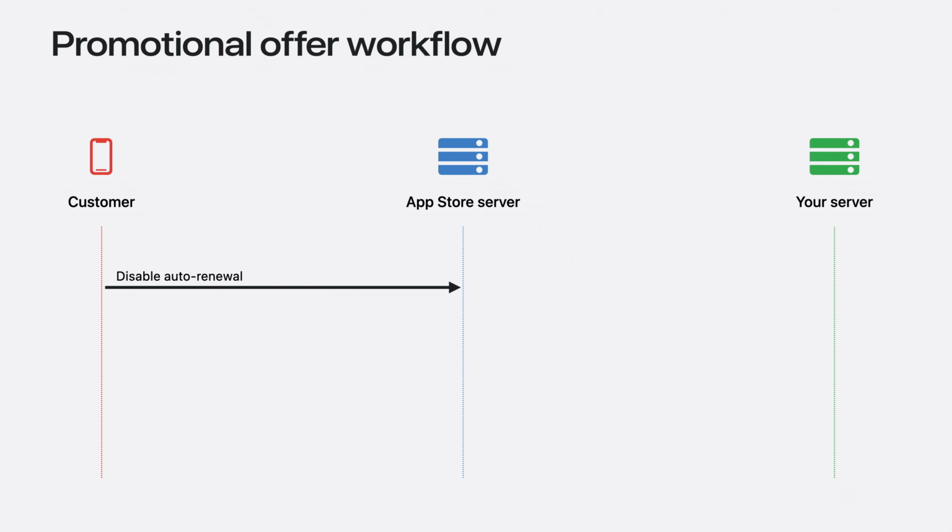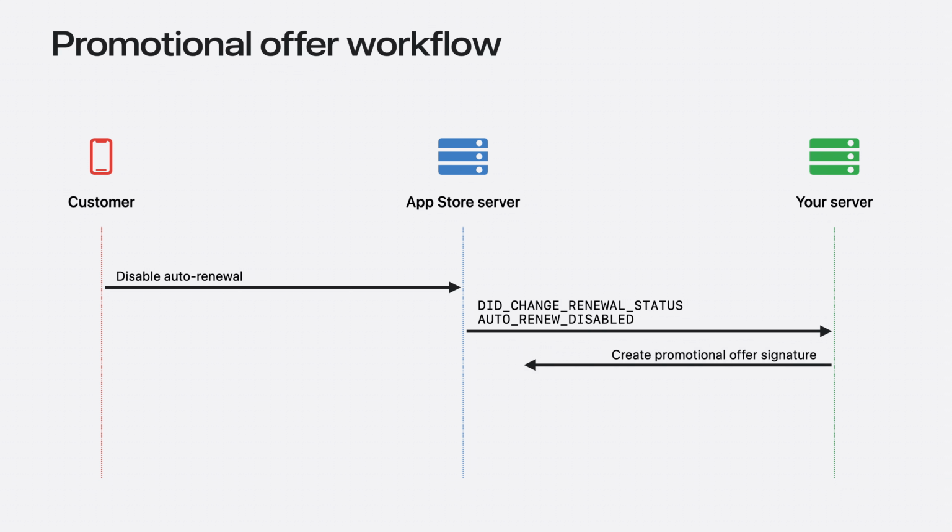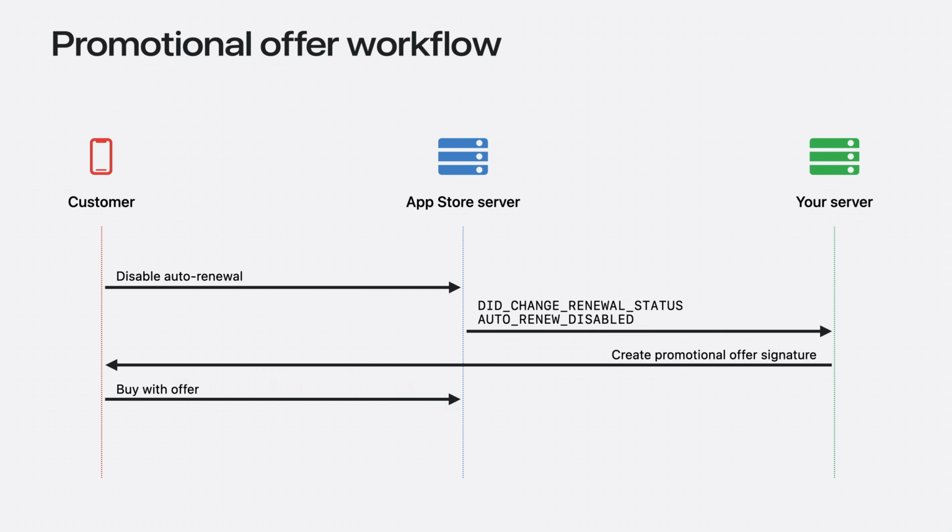Imagine we have an existing customer that has disabled auto-renewal for their subscription, meaning their subscription will soon churn. The App Store server will inform you of this via a notification with type DID_CHANGE_RENEWAL_STATUS and subtype AUTO_RENEW_DISABLED. Now, you have the option to target the customer with a promotional offer to encourage them to keep subscribing. If you decide the customer should receive a specific offer, your server needs to then create a promotional offer signature to send to the customer's device. Your app provides a signature to StoreKit in order to present the customer with the option to purchase the product at the promotional price. You will be informed of this redemption via a SUBSCRIBED or OFFER_REDEEMED notification.